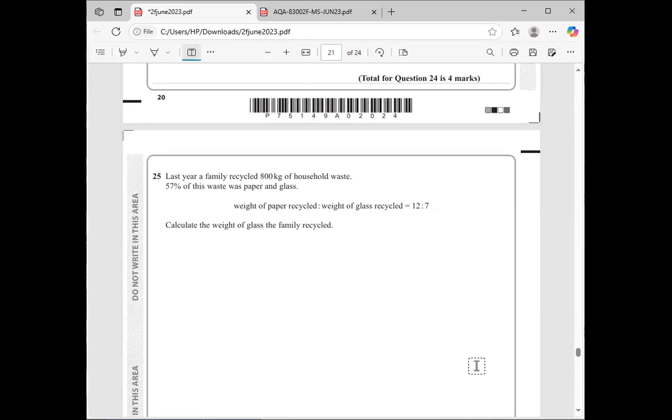What will we do? Because they said calculate the weight of glass the family recycled. So that means we're going to have 7/19 times 456, right? Yes. Okay, so can you quickly crunch that? Let's see what we have. So 456 divided by 19, then times 7. 168.